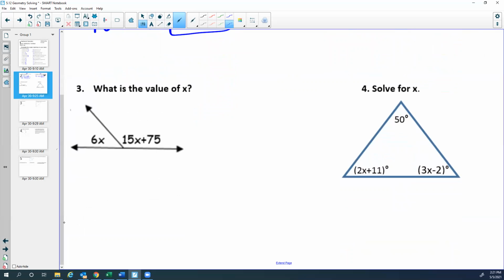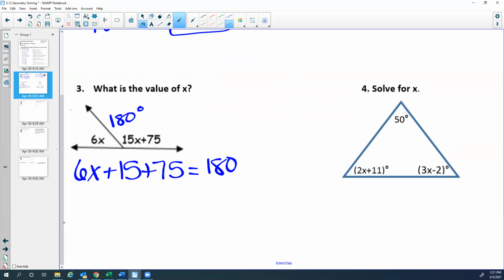Number three, what is the value of X? So notice, guys, this is a straight angle. We said a straight angle combines to make 180 degrees. Well, if that's the case, we can add those two angles that we currently have and set them equal to 180.